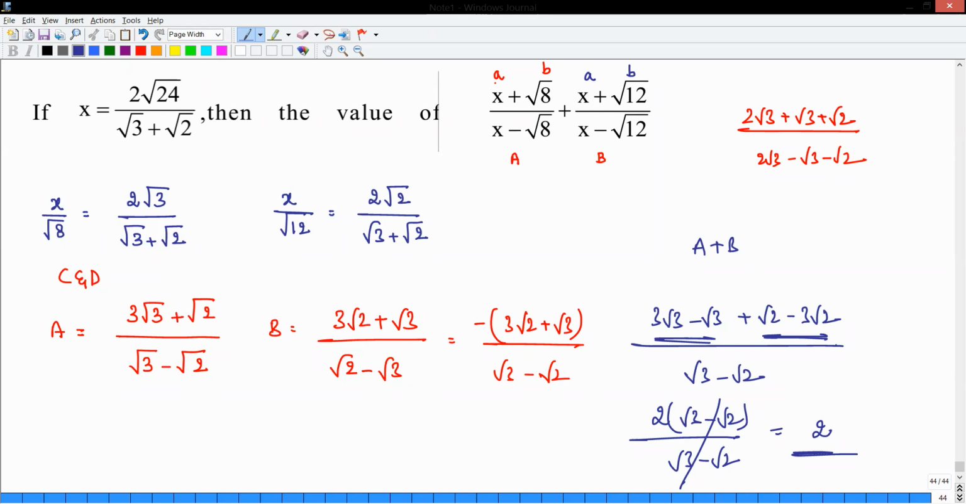Little lengthy but easy. Okay, you need to do it in componendo and dividendo. In order to get it, first you need to know what is a by b in both the cases. Like what is x by root 8 and what is x by root 12. So take x by root 8 and x by root 12, then do componendo and dividendo, then add both of them. That is how you get it.